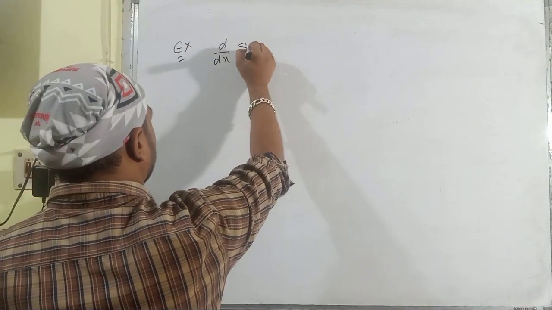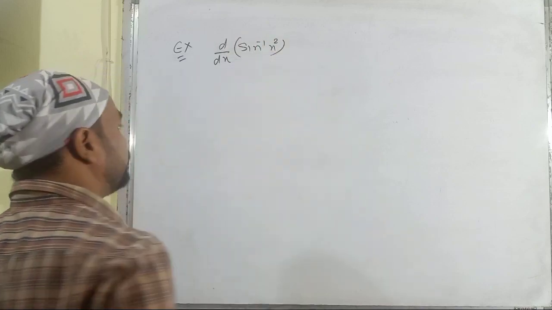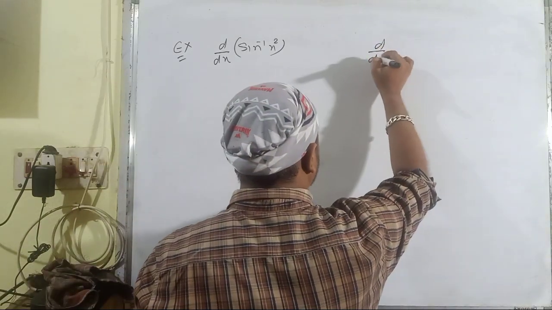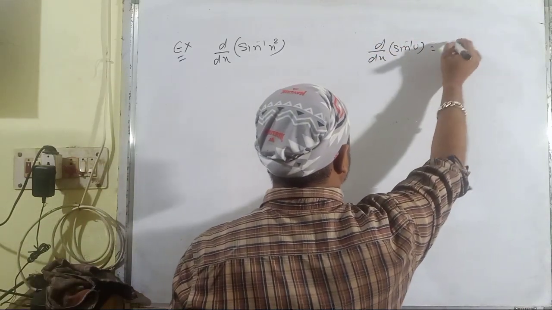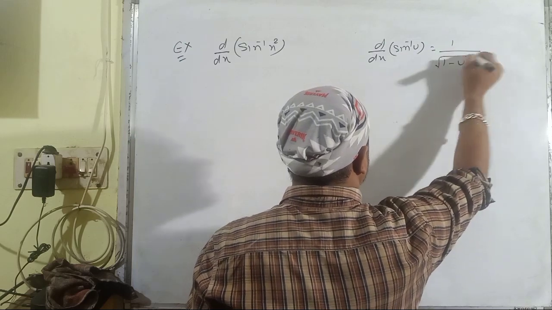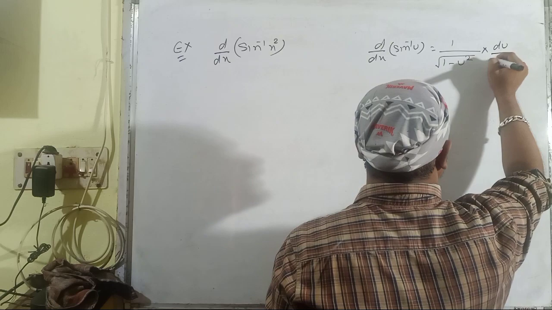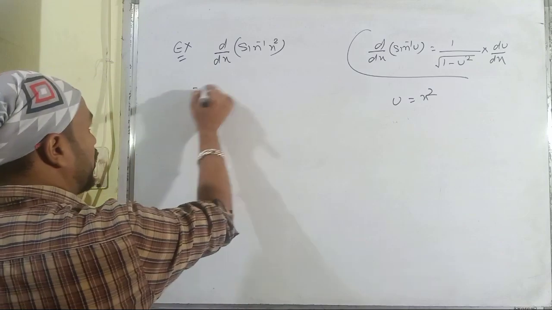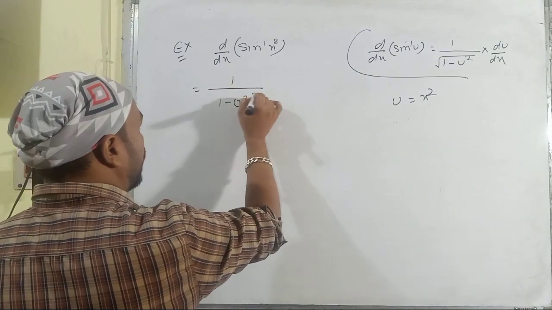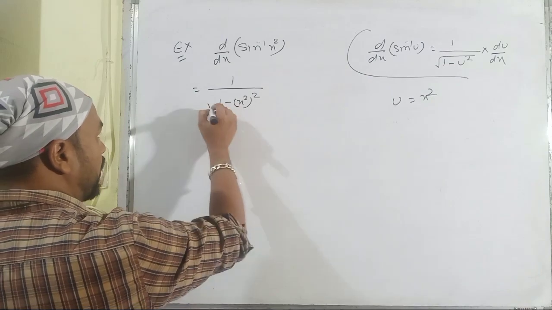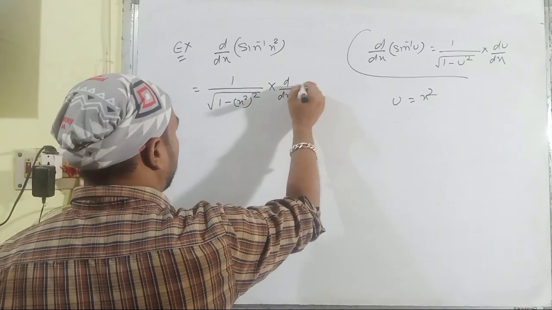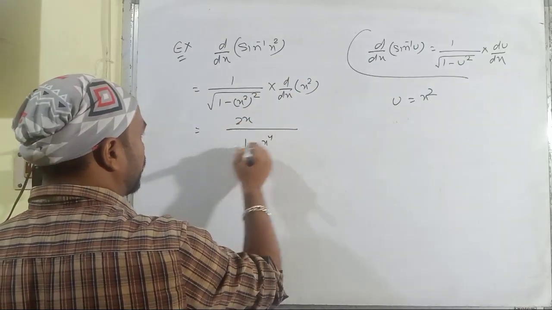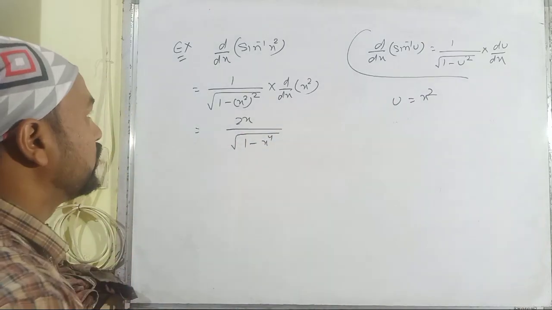Differentiation of sine inverse x square. It is based upon the differentiation of sine inverse u, which is 1 upon square root of 1 minus u square multiplied with the differentiation of u with respect to x, and here u is equal to x square. So it will be 1 upon the square root of 1 minus the whole square of x square, then the differentiation of x square. Differentiation of x square is 2x, so the result is 2x divided by the square root of 1 minus x to the power 4. So this is the answer.